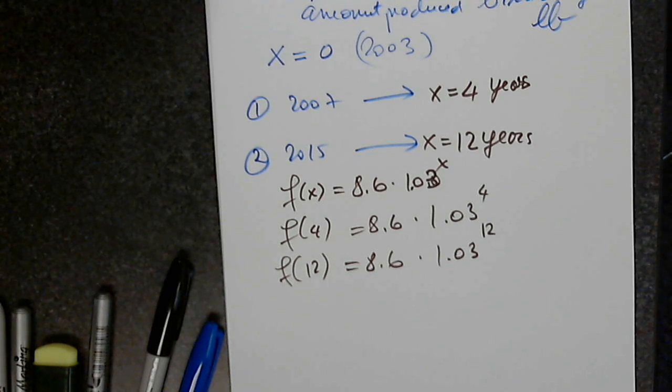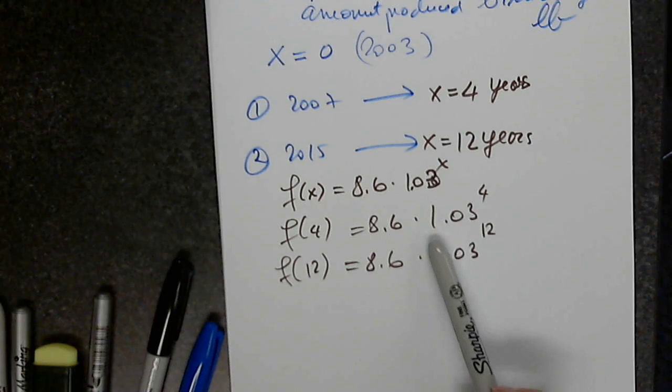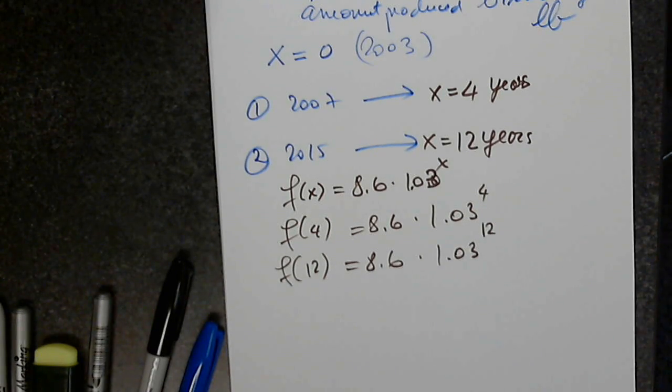So for problems like these, you just do it on the calculator. We can't do it otherwise. I could raise 1.03 to the 4th power, but it will take a while. We don't have that much time.